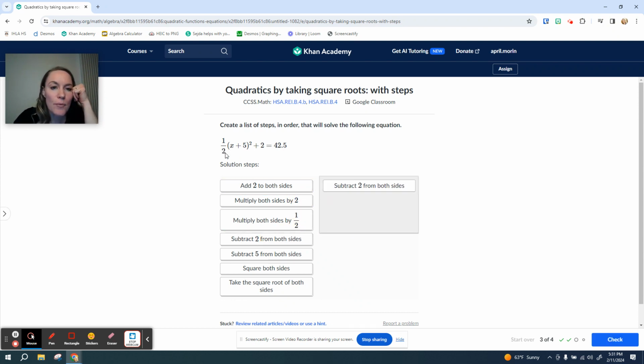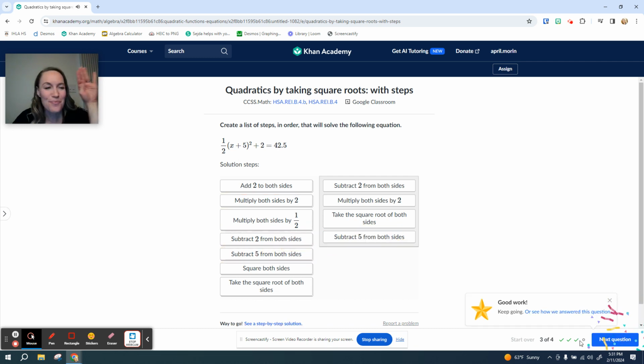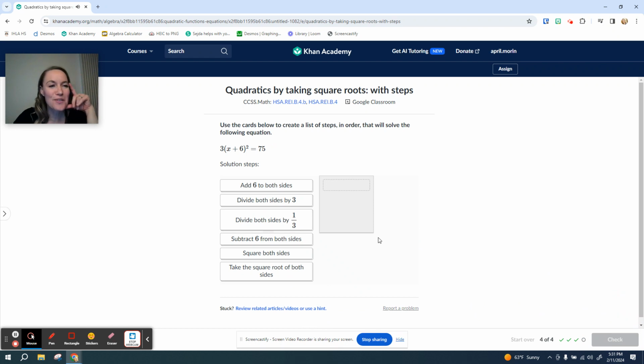And then I'm going to multiply by the reciprocal, which means I'm going to multiply by 2. Multiply both sides by 2. And now I can take the square root of both sides. And now I can subtract 5 from both sides. Subtract 5. Okay, I'm getting this. My brain's working. Okay. You can totally do this without showing your work.